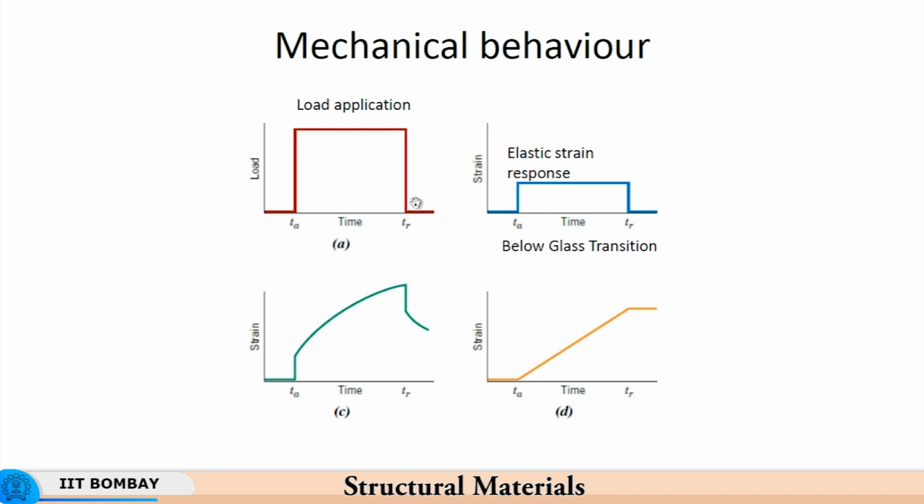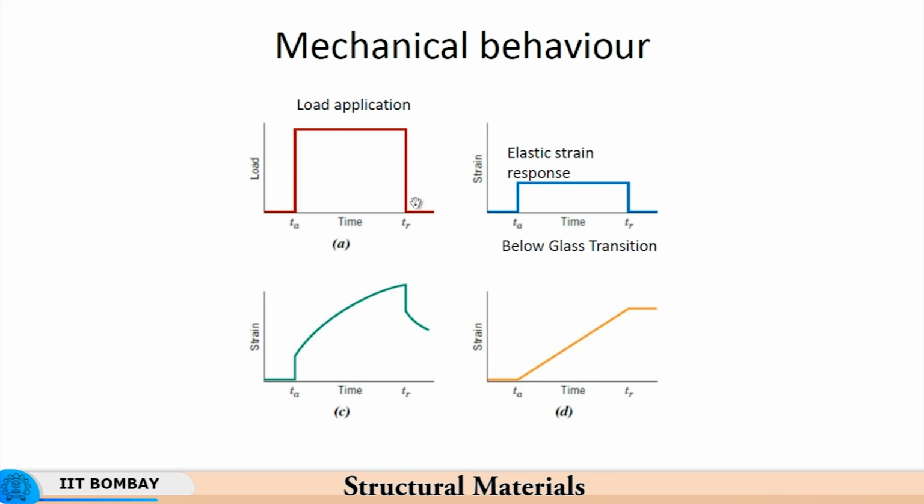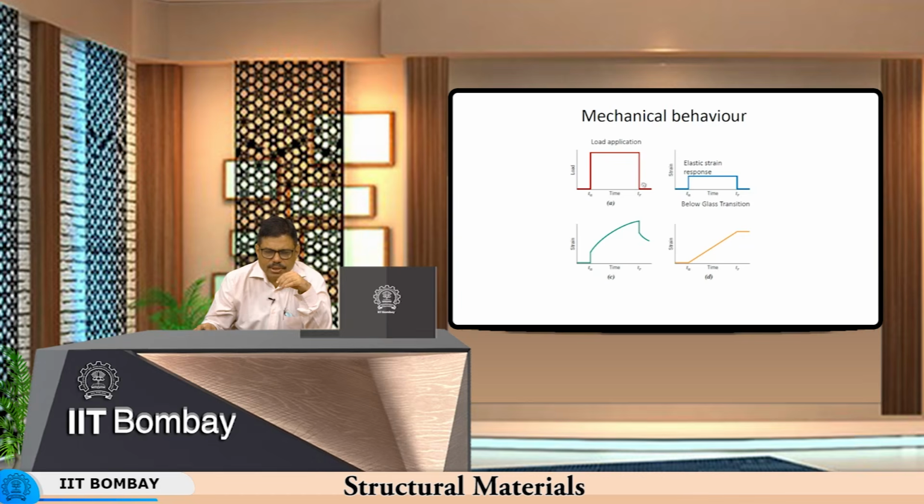Then you hold it in position, that is also fine. With time the load remains the same, the stress remains the same, and then when you bring it back to the original load value, or maybe a zero load value, there is an instantaneous decrease in the strain. So this is the response, elastic strain response below glass transition temperature. So the behavior between a polymer and metal is similar in nature below glass transition.